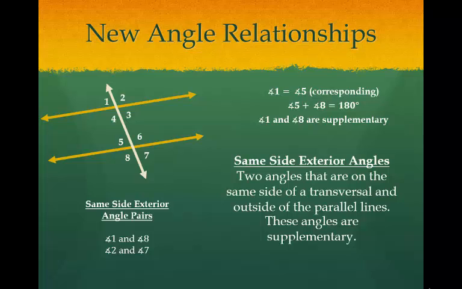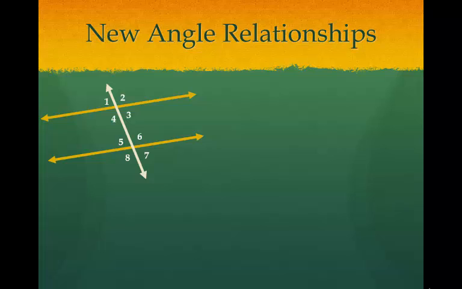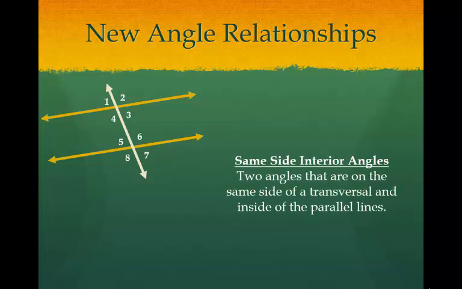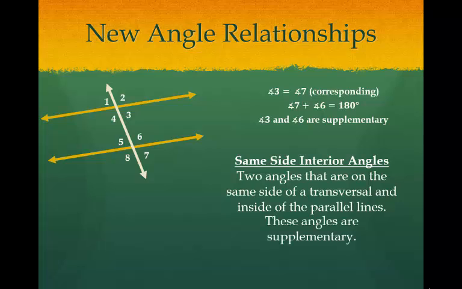The only other thing we have to talk about is the same side interior angles. These are angles that are on the same side of the transversal and inside of the parallel lines. An example here would be angles 3 and 6. So let's go ahead and see what we know about these. Following the same logic that we just went through, which we can see on the screen here, angles 3 and 7 are corresponding, and angles 7 and 6 are supplementary. Therefore, if I take out the middleman of angle 7, I see that angle 3 and angle 6 are supplementary. Therefore, we've determined that same side interior angles are also supplementary.